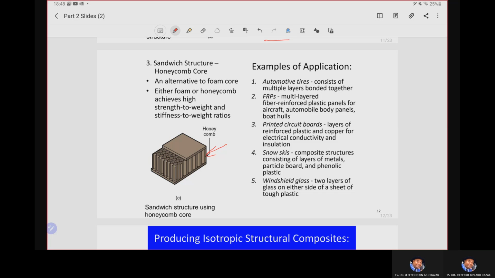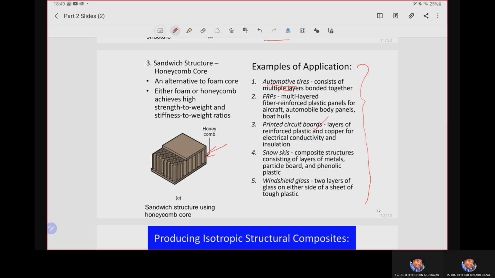Some application examples of using the structural composite of sandwich or laminar structure are the automotive tire, where inside the tire it consists of multiple layers of reinforced rubber that are bonded together. Some fiber reinforced composites have a multi-layered fiber reinforced plastic panel for aircraft, automobile body panels, and boat hulls. Next example is the printed circuit board, which consists of layers of reinforced plastic and copper for better electrical conductivity and insulation behavior.